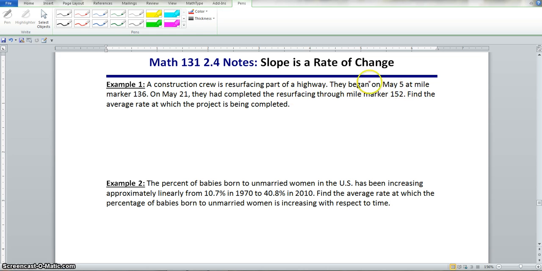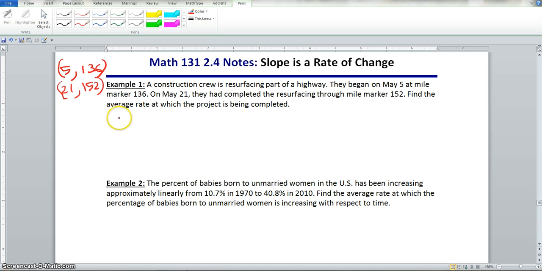So we could write this as an ordered pair. We could say on May 5th, we'll put 5, marker 136. That will be that ordered pair. May 5th, marker 136. Then on May 21st, we ended up at marker 152. Now, doesn't this look like what we use in order to find the slope? But what we could do is write this out as a rate of change.